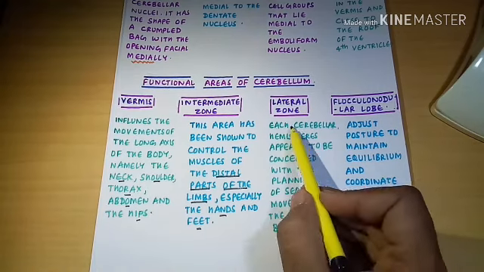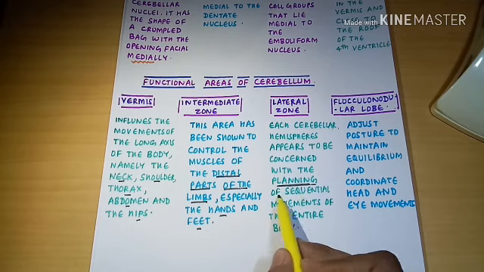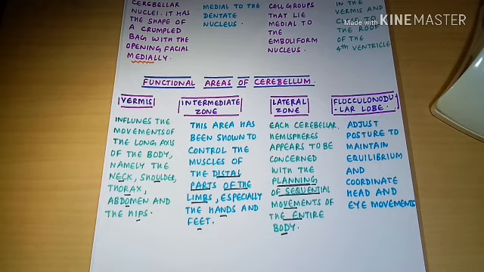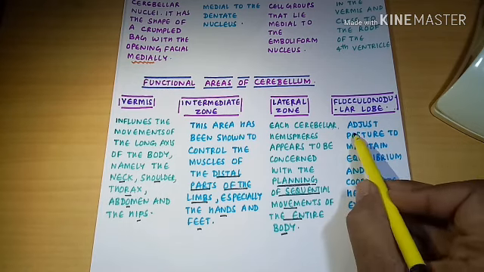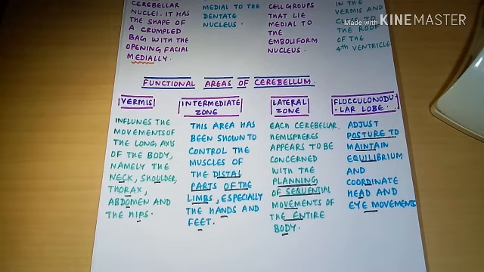And the lateral zone, each cerebellar hemisphere, appears to be concerned with the planning of sequential movements of the entire body. So the lateral zone will control the planning of sequential movement of the entire body, whereas the intermediate zone will control the distal part of the limbs, and the vermis will control the long axis of the body, namely the neck, shoulder, thorax, abdomen, and the hip. Whereas the flocculonodular lobe will adjust the posture to maintain the equilibrium and coordinate head and eye movement.